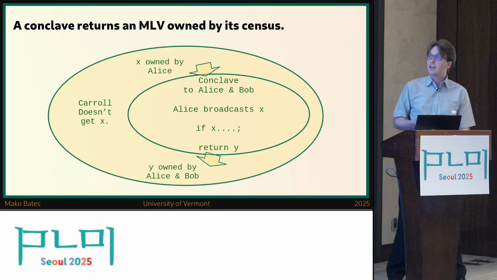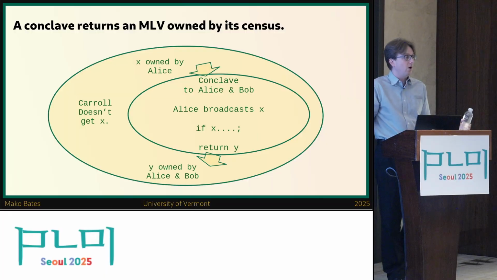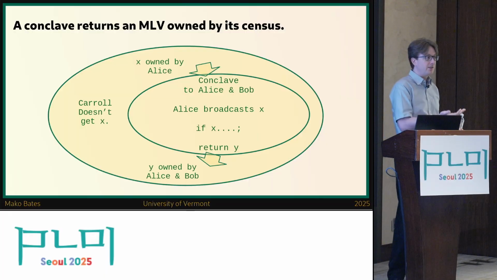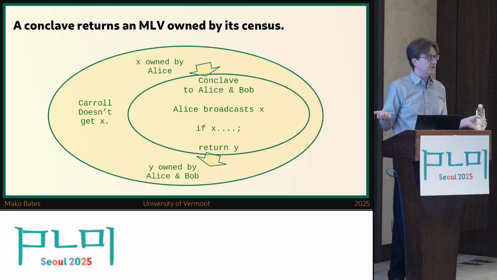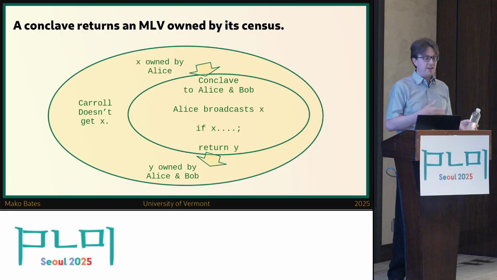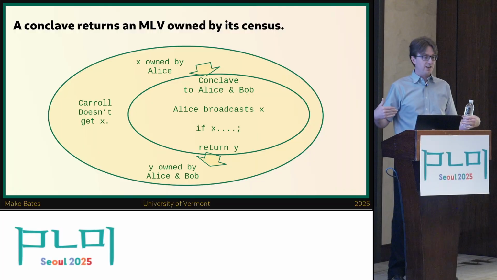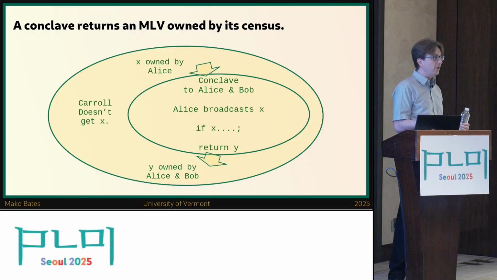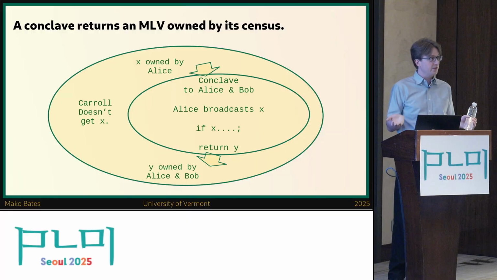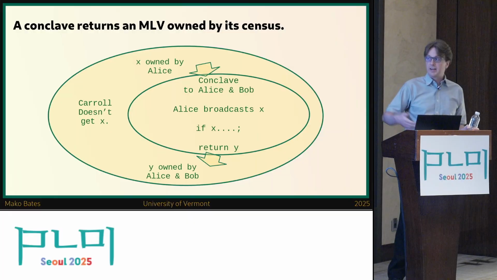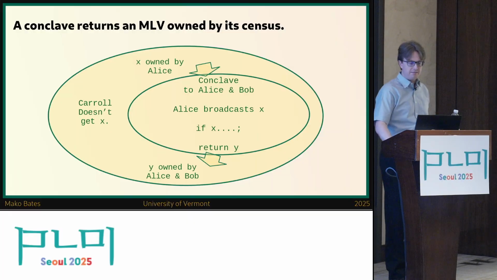Expanding on the earlier diagram, we assume that Alice owns some X. Inside the conclave, she can broadcast it, so now she and Bob both have it. They can branch on that together, and whatever the return value of this conclave is, outside the conclave will be viewed as a multiply located value known to everyone who was in the conclave, Alice and Bob. Carol never participates in that.